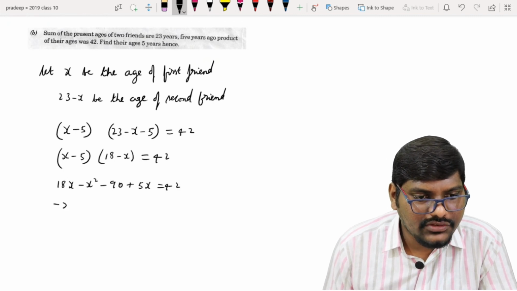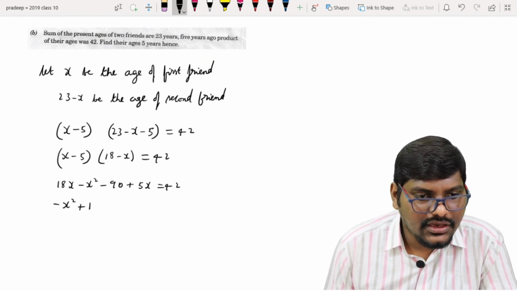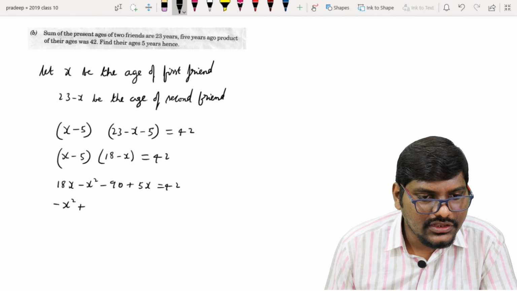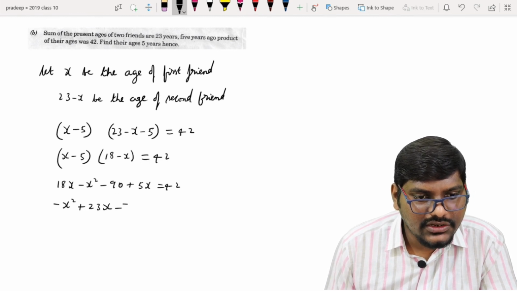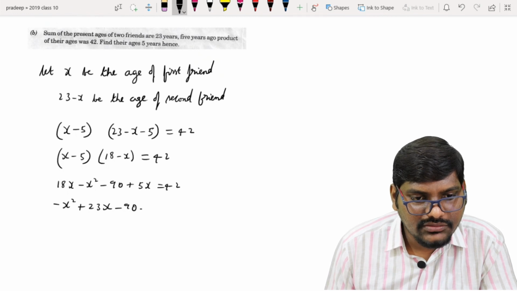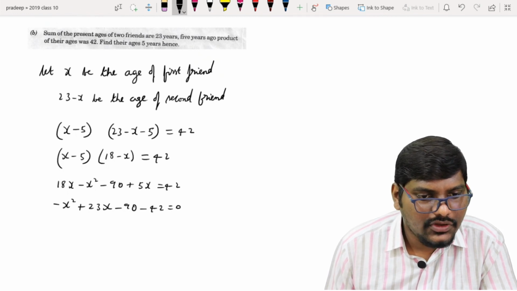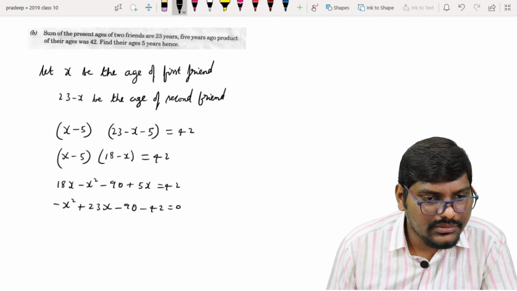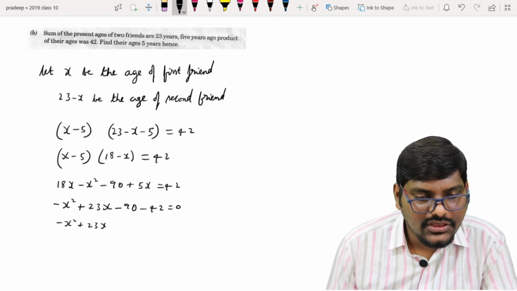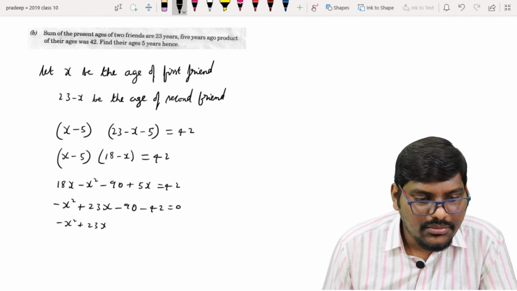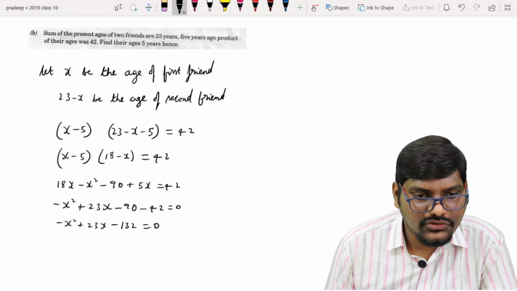We'll be writing minus x square plus, this is 18 plus 5, that was how much? 18x plus 5x, that is 23x, and this is minus 90. If I bring this 42, that is minus 42. Alright, so we can add these values. We'll be getting minus x square plus 23x. So this is minus 90 plus 42, that is nothing but minus 132 equal to 0.